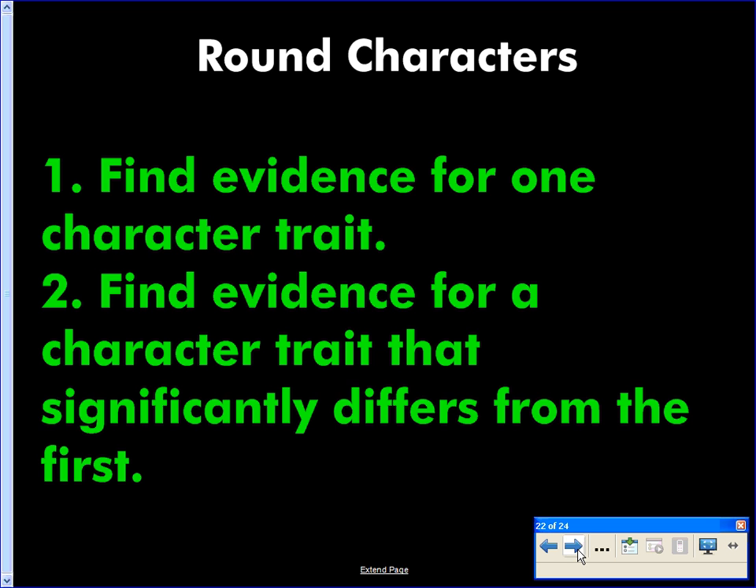Round characters. I want you to find evidence for both character traits. So Melinda Alice, evidence of her cruelty is probably given by the bullying behavior. And then find evidence for a different character trait that significantly differs from the first. So that would be her wishing for other people's benefit.